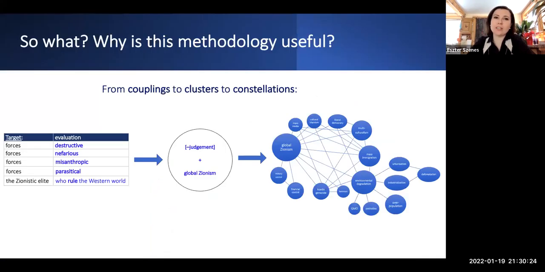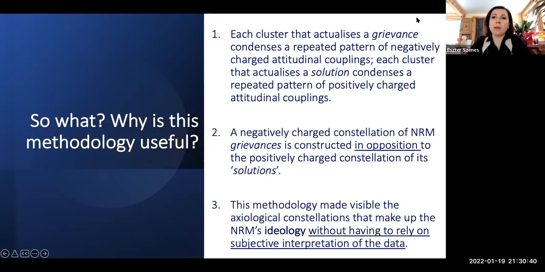So we got to the question, so what? Why is this methodology useful? So first of all, after doing the appraisal analysis, we can get from couplings to clusters and then see how clusters form constellations. And in terms of analyzing each cluster that actualizes a grievance in the text that I analyzed here, it condenses a repeated pattern of negatively charged attitudinal couplings, while each cluster that actualizes a solution condenses a repeated pattern of positively charged attitudinal couplings.